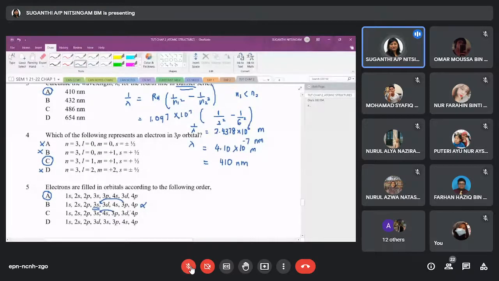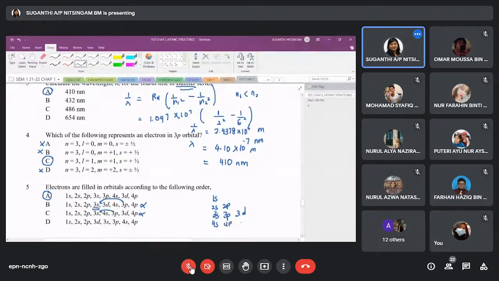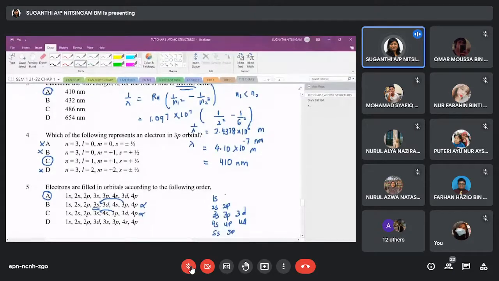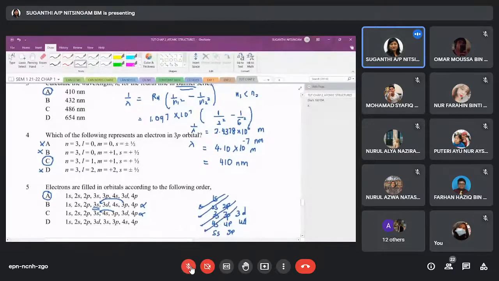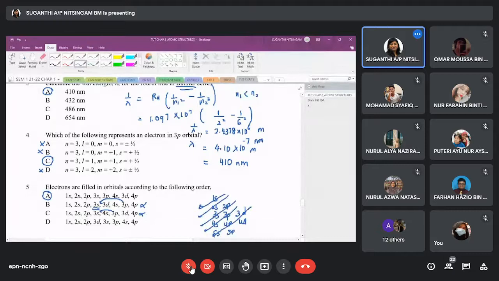So salah. Kalau soalan macam ni kamu dah confused, tulis je 1S, then 2S, 2P. Write down. Doesn't matter how many times you have to write. Jangan kata saya dah faham. Tulis. Pastikan kamu dapat betul lah. Yang ini sahaja. Okay, then only you see 4S baru 3D, 4P. Okay, then you get your answer correct.